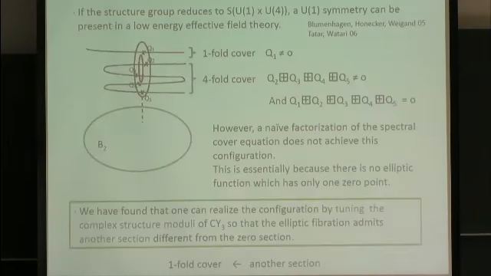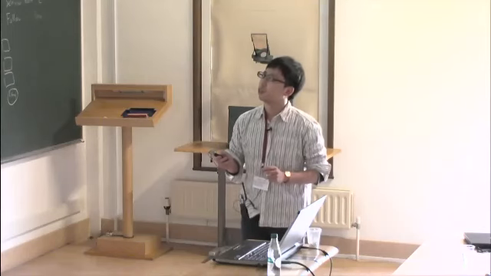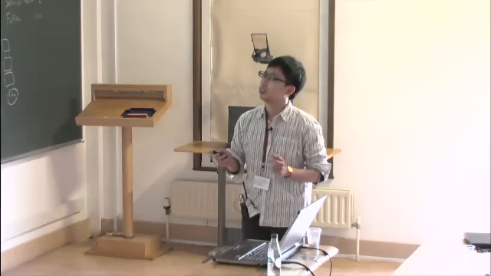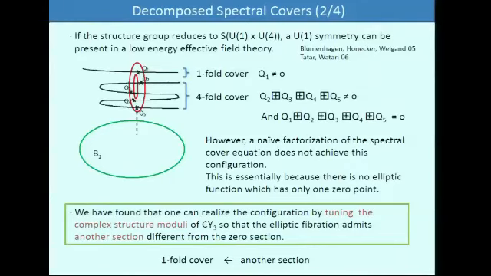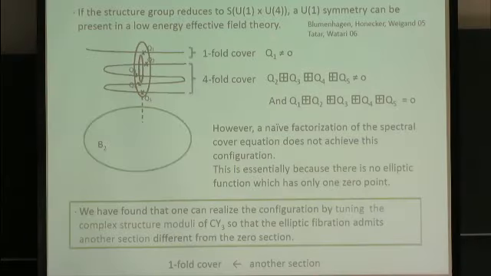Then if we want to engineer a U(1) symmetry in the low energy effective field theory, we can consider a vector bundle whose structure group is also decomposed in this way. Then this vector bundle can be associated with a spectral cover, which is also decomposed into a 1-fold cover and a 4-fold cover. This 1-fold cover intersects the elliptic fibration at some point, but this Q1 does not correspond to a zero section. And the sum of the 4 points, which are the intersection points between this 4-fold cover and the elliptic fibration, also does not correspond to a zero section. But the sum of all these 5 points should correspond to the zero section to ensure the specialness of the unitary group.